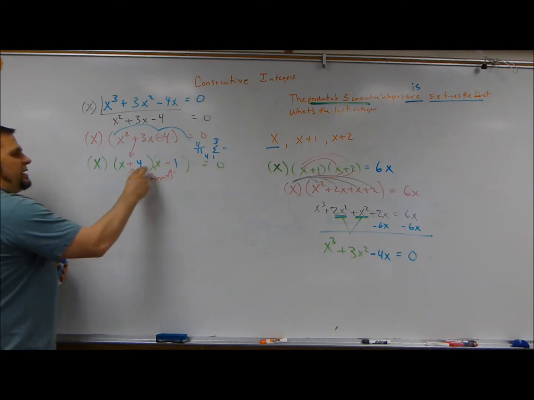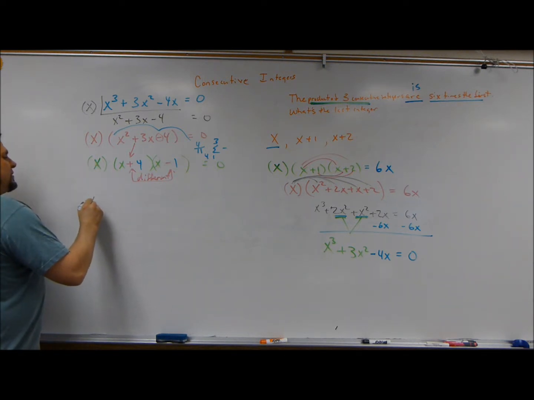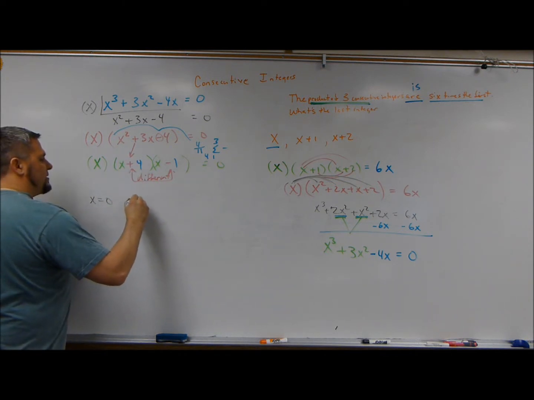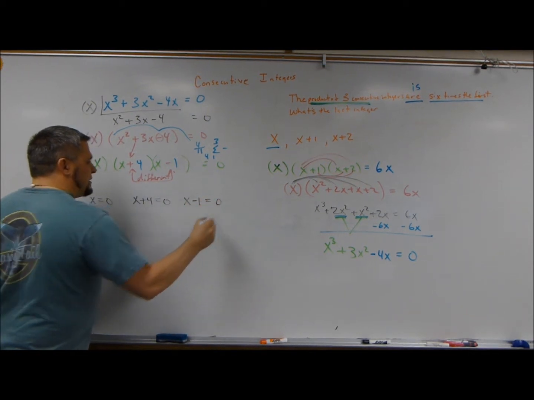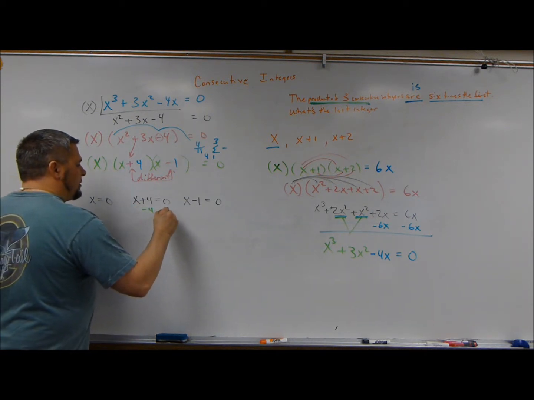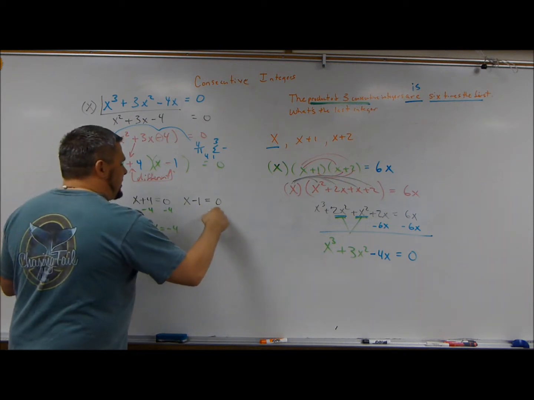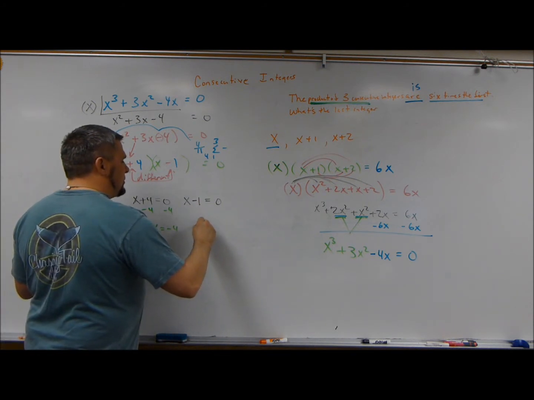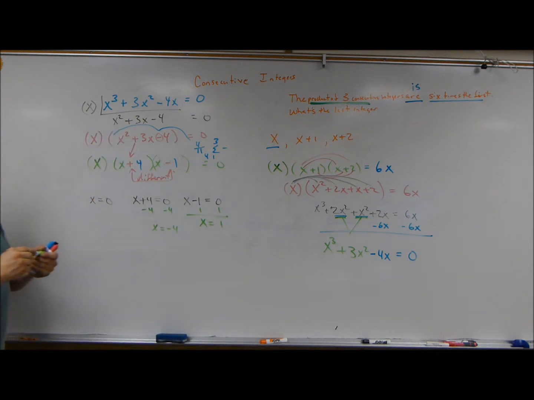If any one of these equals 0, it's going to make the whole thing equal 0, right? So I solve for this factor equal to 0, this factor equal to 0, and this factor equal to 0. When I do that, I get x is 0, x is equal to minus 4, and x is equal to 1.